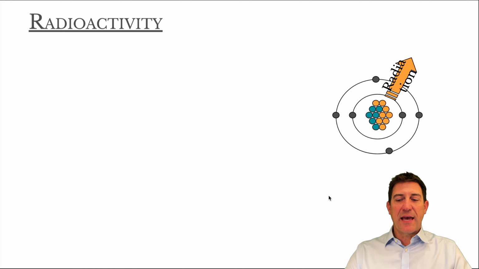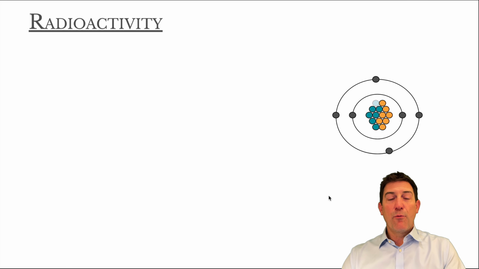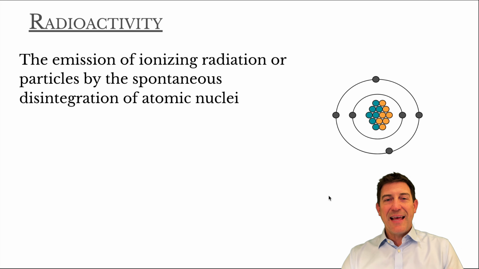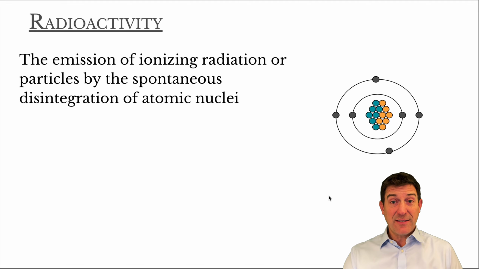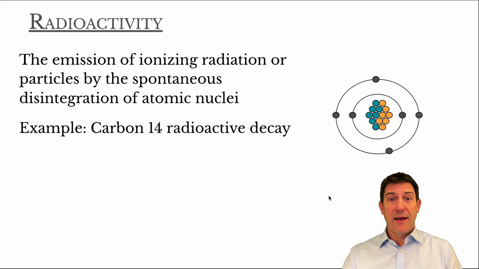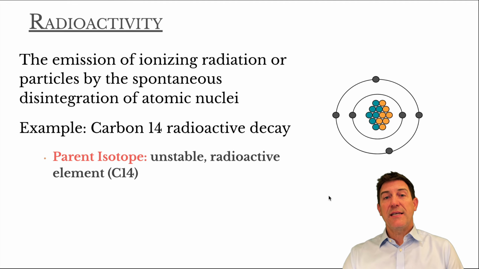It's going to be useful to have a couple of key terms here. Radioactivity is one of them, and that's the emission of ionizing radiation or particles by the spontaneous disintegration of atomic nuclei. That's a lot. That's a lot to try to understand, but I'm going to teach you all of that right here as we go through the rest of this lesson. But we're going to use the example of radioactive carbon-14.